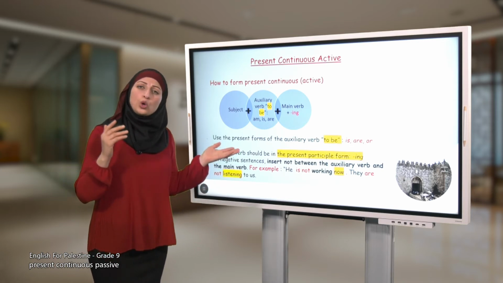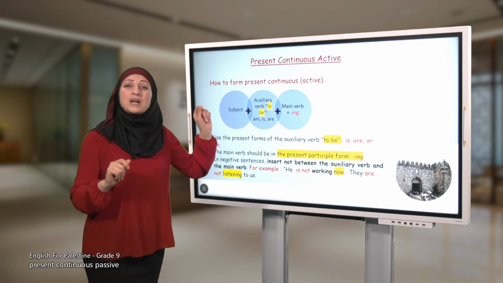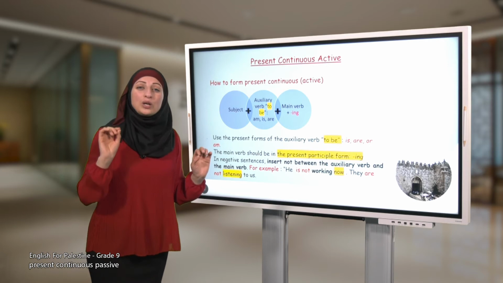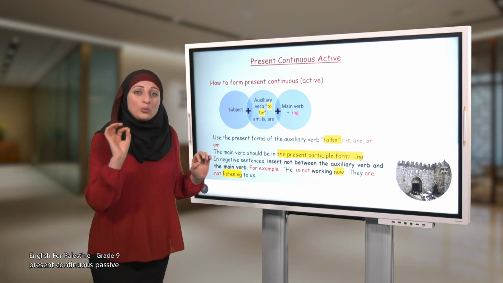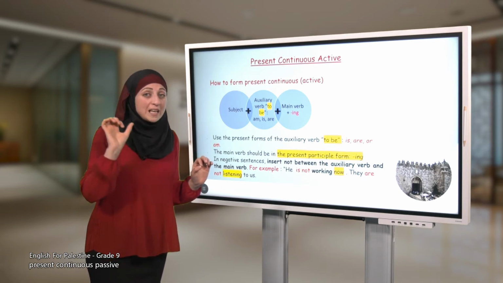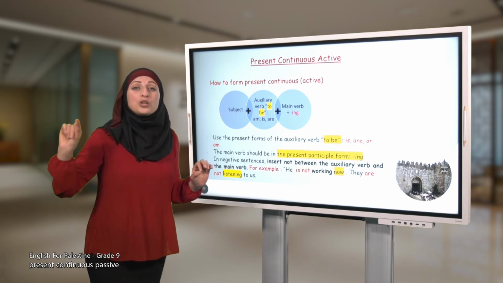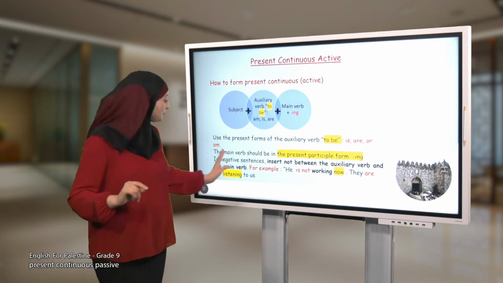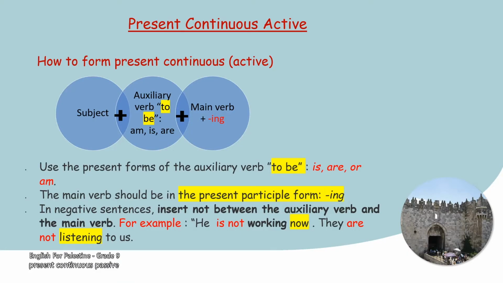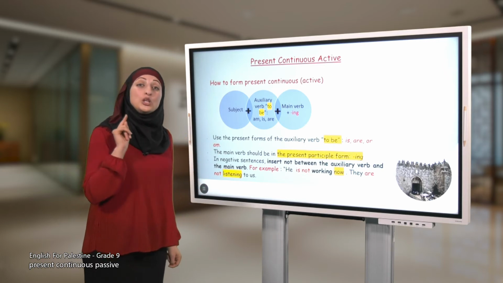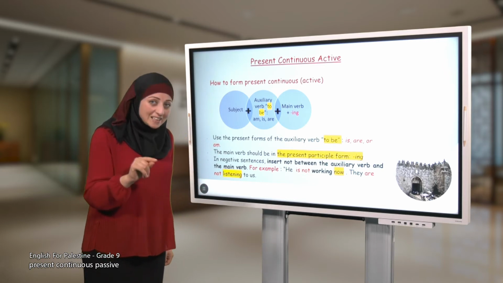Now, if we want to negate a sentence in present continuous active, what should we do? Simply, we will insert not between the helping verb is, am or are and the verb with ing. Example, he is not working now. They are not listening to us. Clear? Try to make an example using present continuous active.